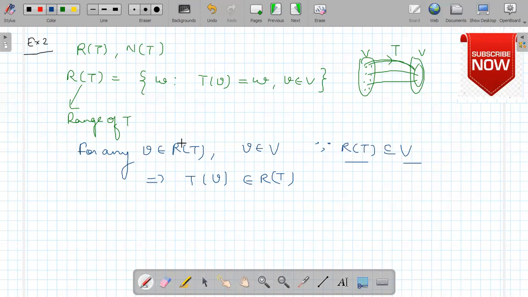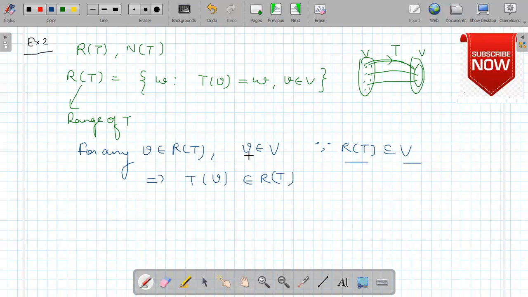Any element we take from RT and we find its image, that image will definitely belong to RT. And this element is also an element of the vector space V, because here the condition is that the element whose image you are finding belongs to the vector space V. So this element that we take from RT belongs to V also, because RT is a subset of vector space V. RT वेक्टर स्पेस का भी सबसेट है, इसीलिए जो एलिमेंट RT में है वो V में भी होगा.